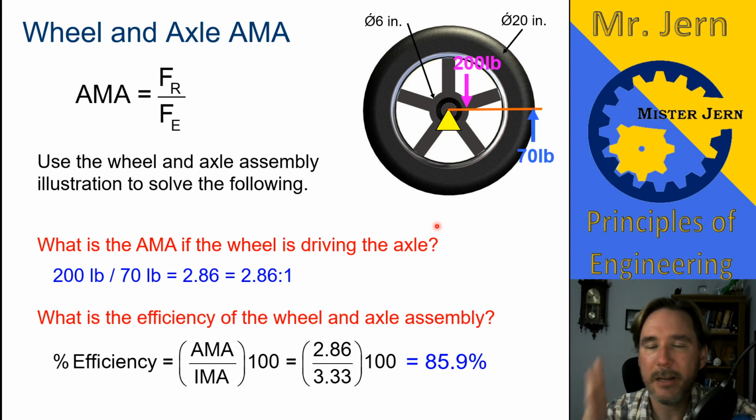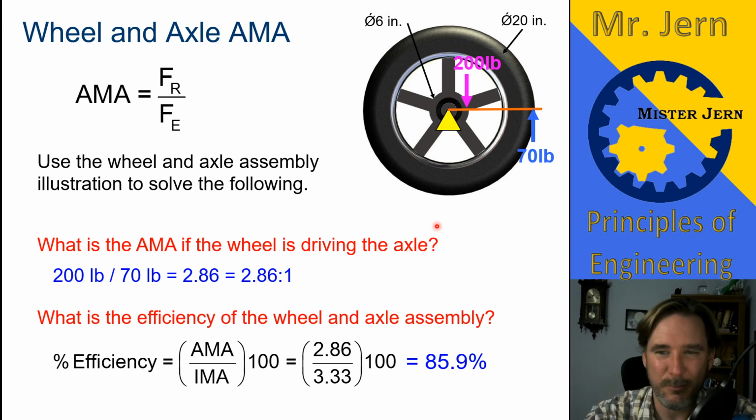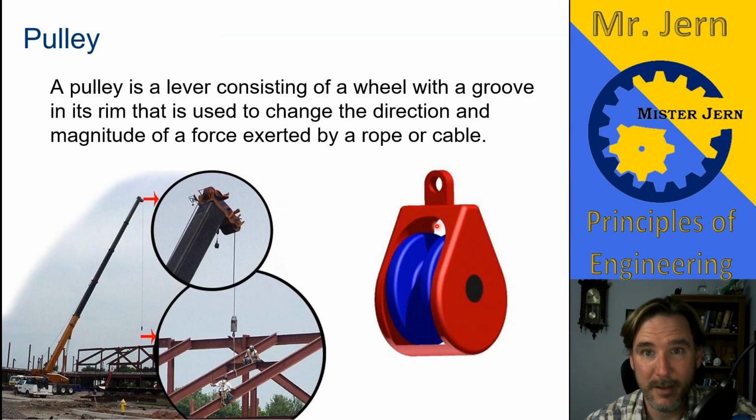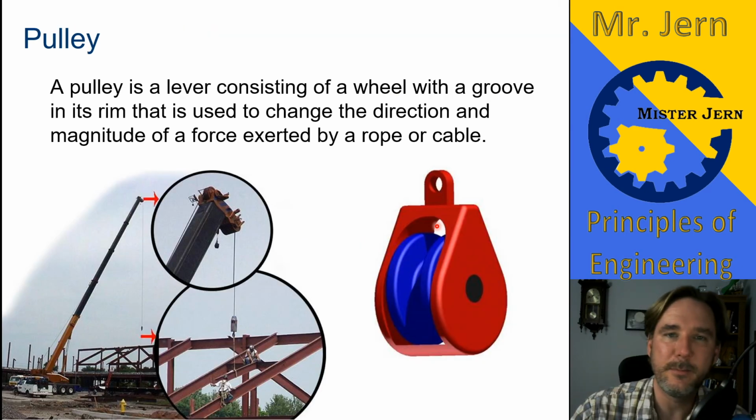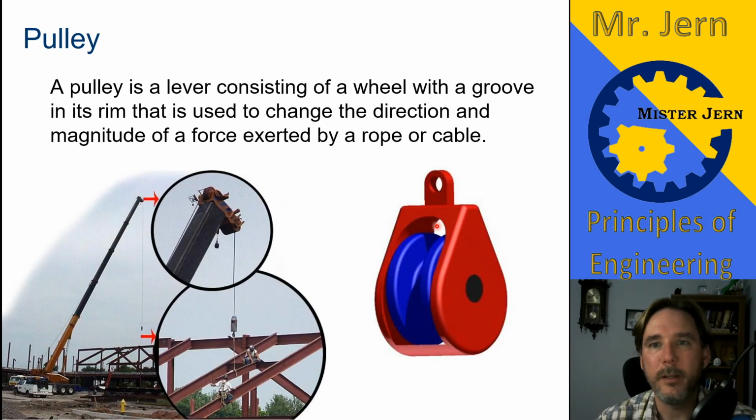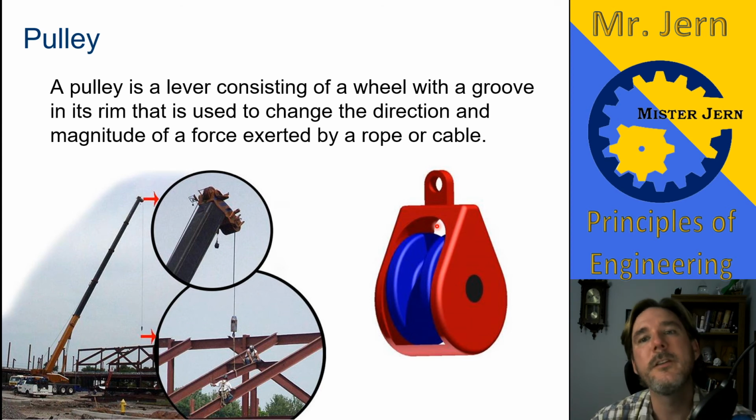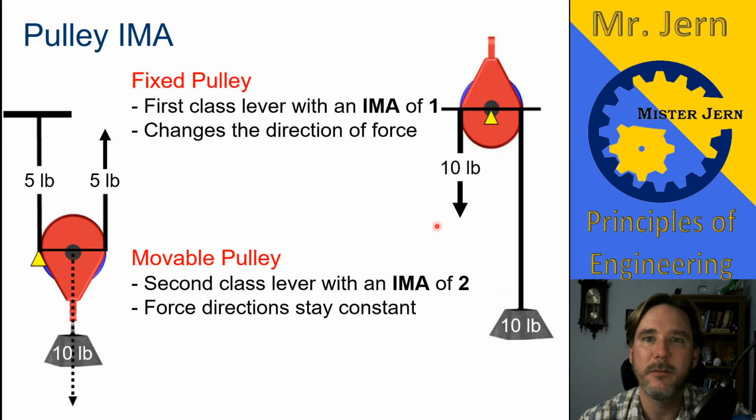Okay. Once again, the actual math is division and multiplication in a lot of cases, but you're going to have to get used to applying this math. Okay. Our last simple machine of this video, a pulley. It's a lever consisting of a wheel. So, hey, we've seen all this before, right? So a pulley is just a lever consisting of a wheel with a groove in its rim that's used to change the direction and magnitude of a force exerted by a rope or a cable. Now, you know what a pulley is. You can picture it, but here's a definition of one.